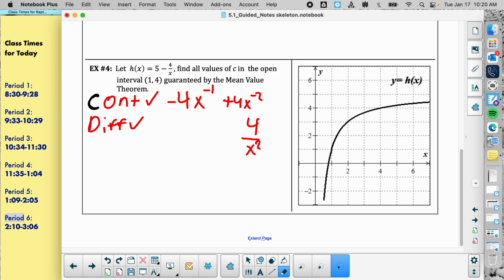If you are looking at the derivative, 4 over x squared, the only value that is undefined is at 0. We are checking if 1 to 4 is differentiable. Yes. So it's differentiable from 1 to 4 because you'll get an answer from 1 to 4. Now the actual problem is f prime of c equals the average slope.